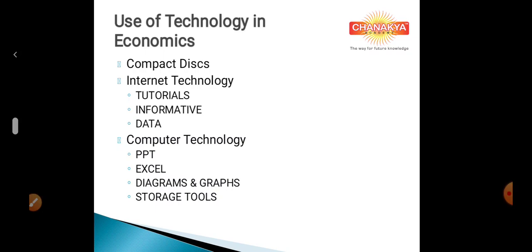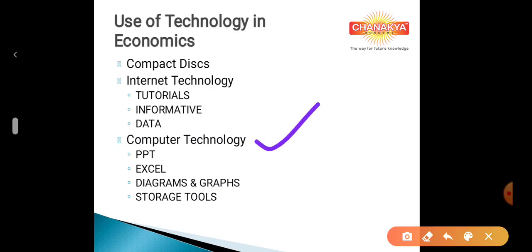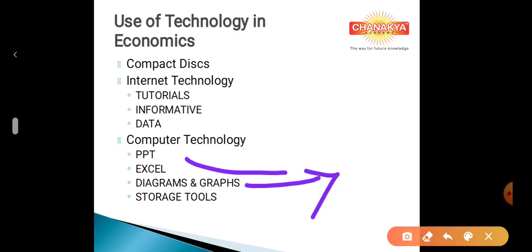Are they really useful? Are we really using this technology? The answer is yes. Then what are the different technologies or tools that we are using? It includes computer technology. That means the different softwares that are available in your system and we are using for the presentation of data, like the PowerPoint presentation that you are right now seeing, Excel that is used to do mathematical or statistical computations, diagrams and graphs drawn with the help of various softwares, and storage tools to store the data in our computer.